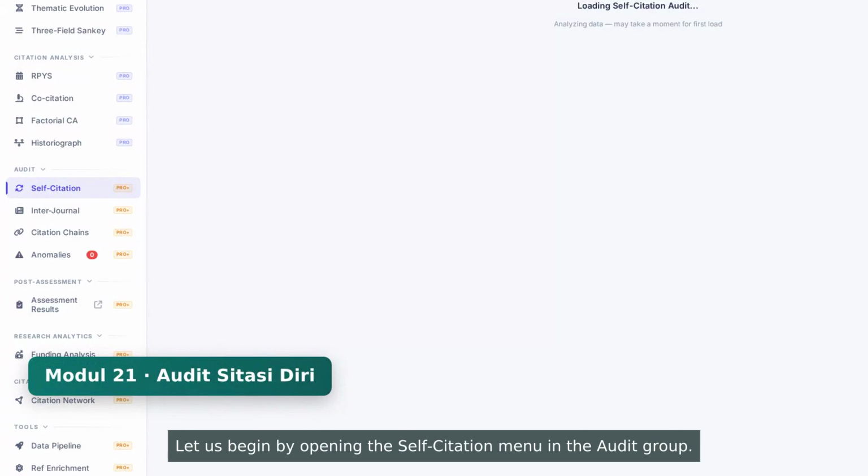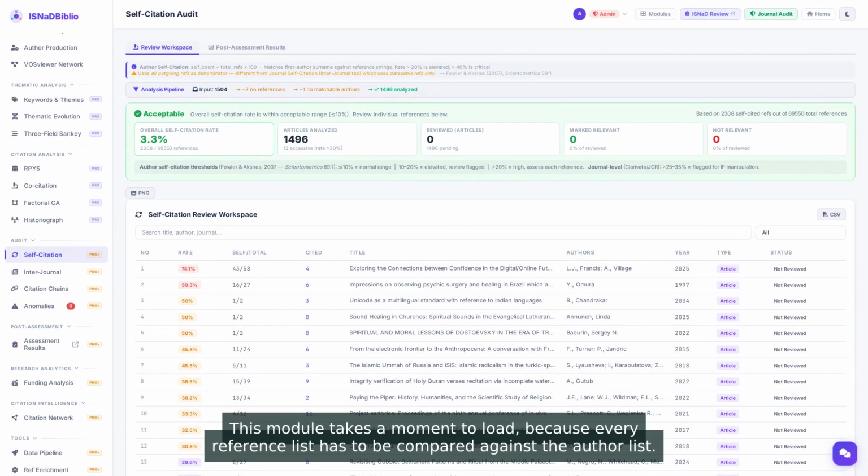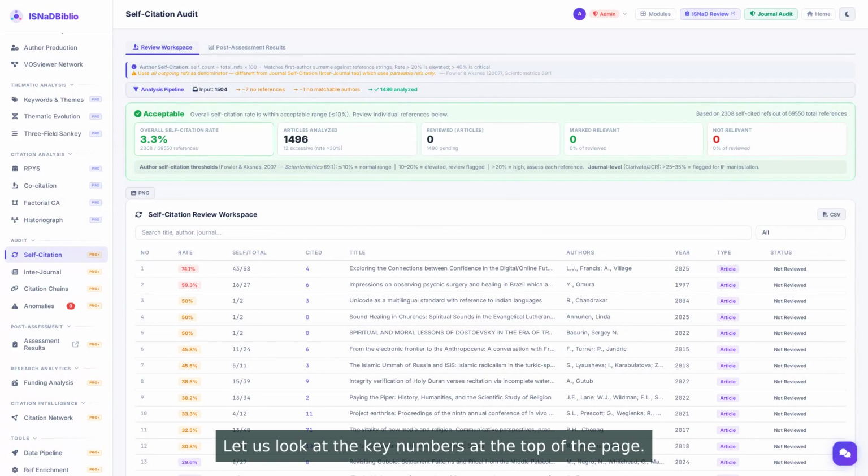Let us begin by opening the Self-citation menu in the Audit group. This module takes a moment to load because every reference list has to be compared against the author list. Let us look at the key numbers at the top of the page.